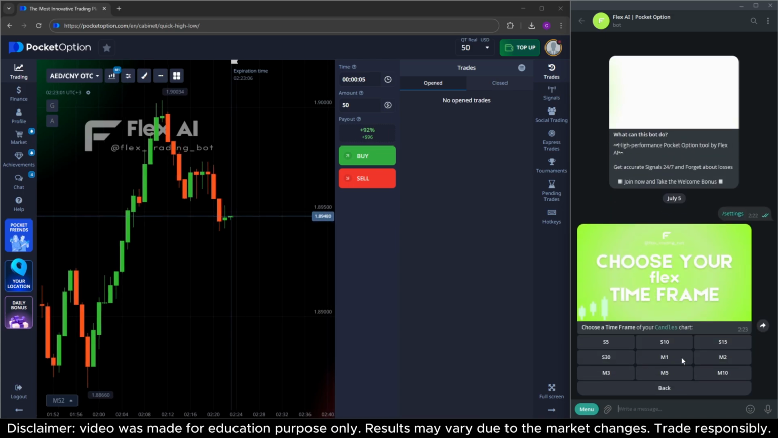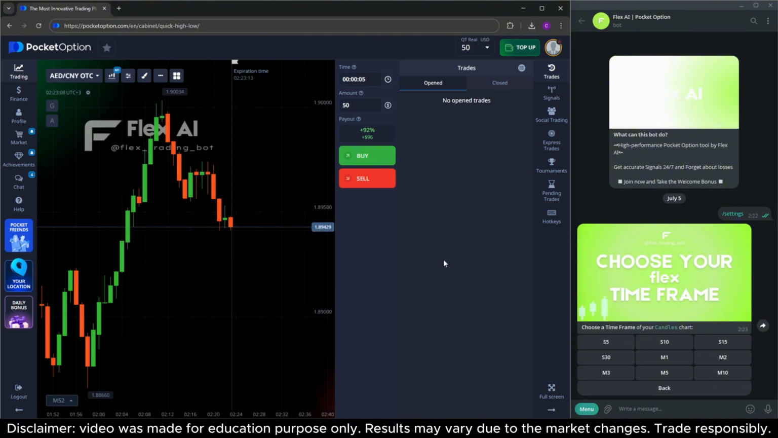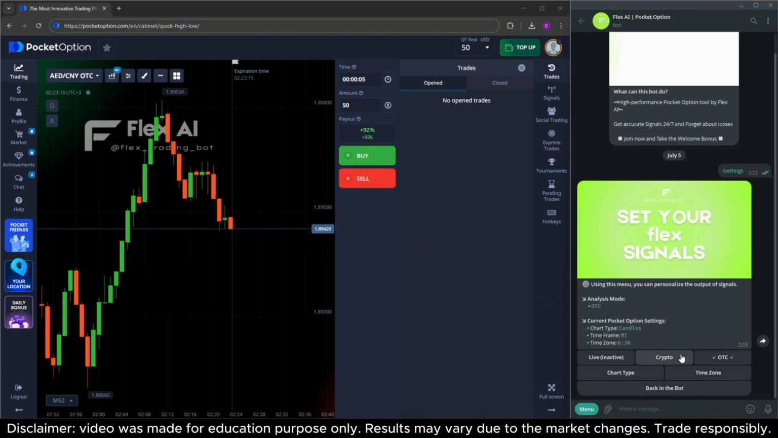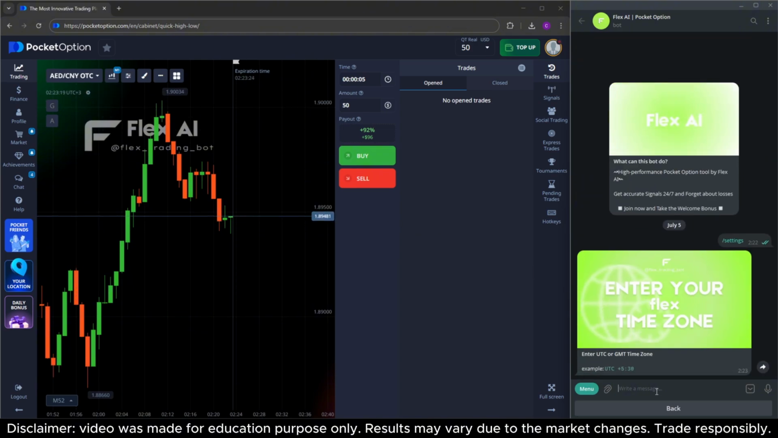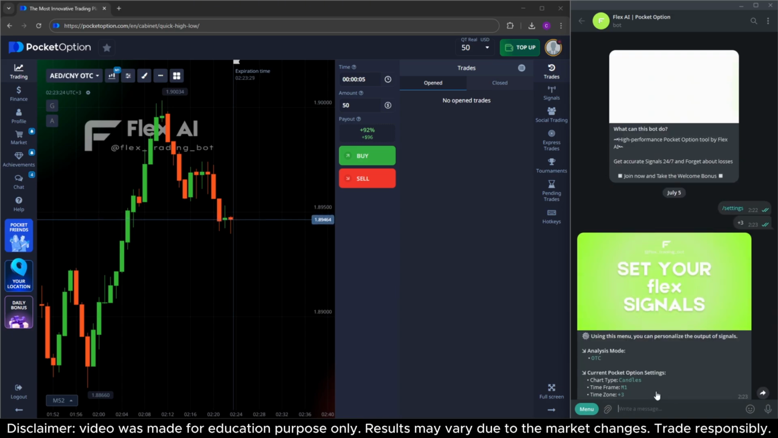When talking about customization, this is what it looks like. Live assets, OTC or crypto. Set your own charts type, time frame, and the most important, your time zone. Flex AI will fully synchronize with your own pocket option account. When all the settings were set, let's proceed to the first Flex trading session.